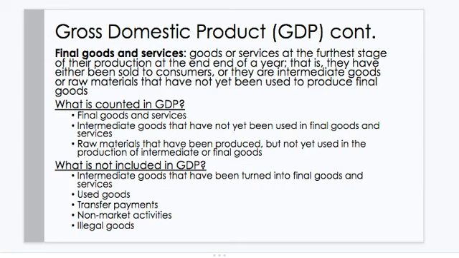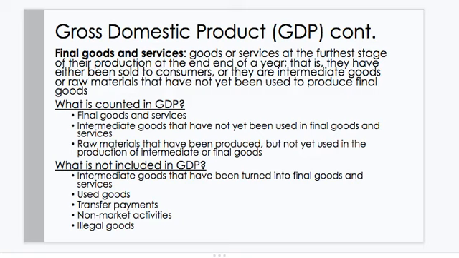Final goods and services are goods or services produced at the furthest stage of their production at the end of a year. That is, they have either been sold to consumers or they are an intermediate good or raw materials that have not yet been used to produce final goods. What's counted in GDP? Final goods and services. Intermediate goods that have not yet been used in final goods and services. Raw materials that have been produced but not yet used in the production of intermediate goods or final goods.